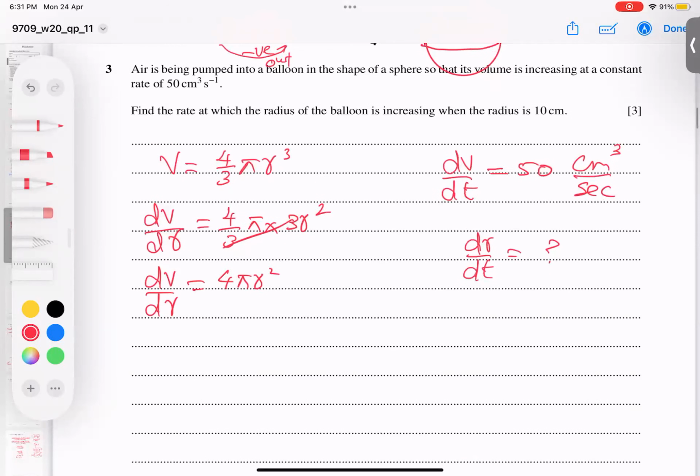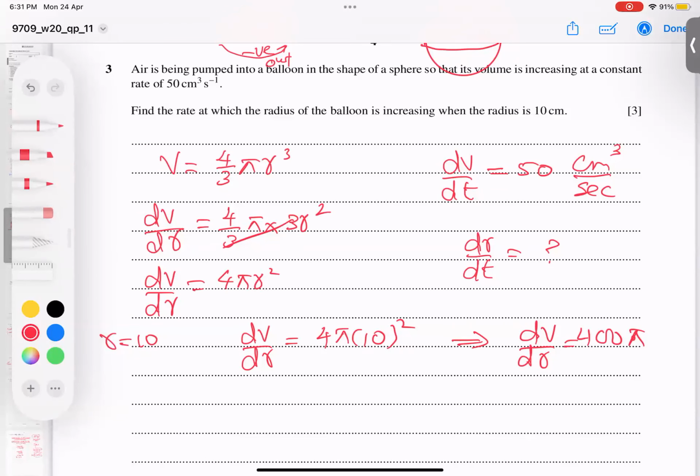After this, he said the radius r is 10, so I'm plugging in the r value 10. So dV by dr is coming 4 pi 10 square. It means I got 100 pi, not 100, 400 pi. Okay.